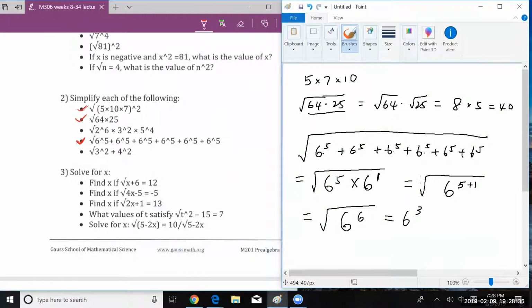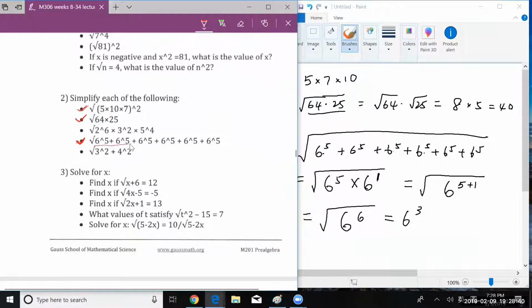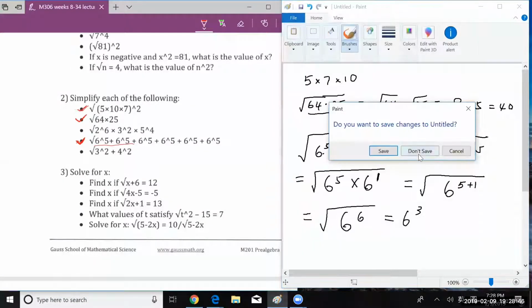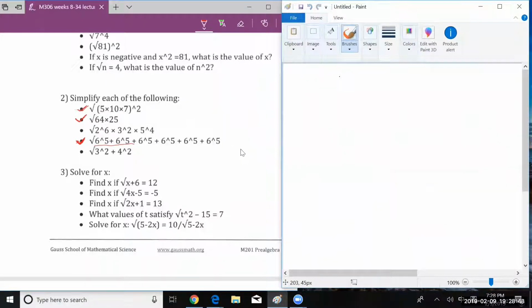Okay. The last question. Again, the book is not printed very well. The last question, can you calculate it? What is the last problem? What is the square root of 3 squared plus 4 squared? It's 5. Yes. There's no easy way. All we can do is calculate it. So 3 squared is 9, right? And 4 squared is 16. So it's the square root of 25, which equals 5.